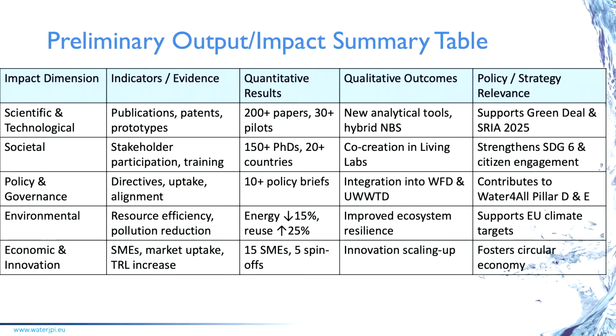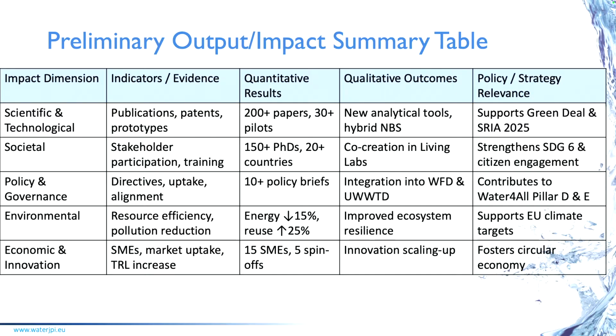If you want to summarize the impacts in terms of impact dimension, we have tried to put the indicators to consider. So scientific and technological publications were very successful, more than 200 publications, patents, prototypes, as was mentioned before. Some outcomes, just to give some examples, and in terms of policy, mainly support to the Green Deal, the Circular Economy Action Plan, and of course the following SRIA.